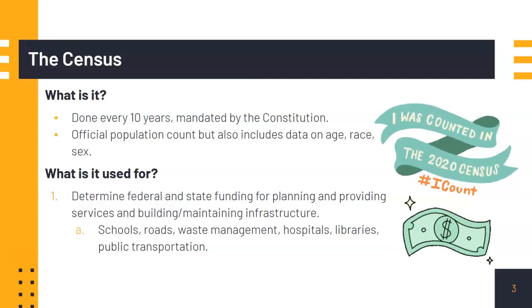One of the main uses of census data is to determine how federal and state funding is allocated for essential services and infrastructure. Governments rely on this information to plan and provide services in an efficient manner. For example, the census helps decide how much funding should be directed to schools, roads, waste management, hospitals, libraries, and public transportation systems. By accurately identifying where populations are concentrated and the demographic characteristics of those areas, the census ensures that resources are distributed fairly and effectively to meet the needs of those communities.